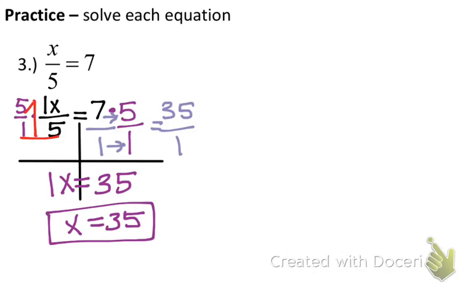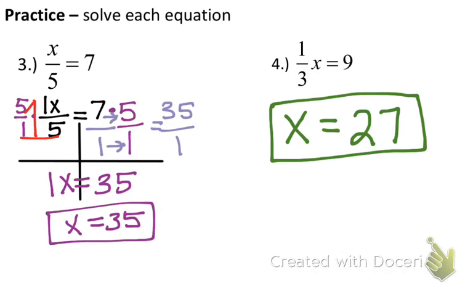35. Now number 4 is very similar to number 3, although it doesn't look exactly the same. Whenever you are multiplying a fraction times an x, the x is really represented as a numerator in the fraction. So it is very similar to number 3. I would like for you guys to pause the video and try number 4 on your own. When you're ready, unpause the video to check your answer. X is equal to 27. Make sure you write down any questions if you have them, and we can go over that problem tomorrow.